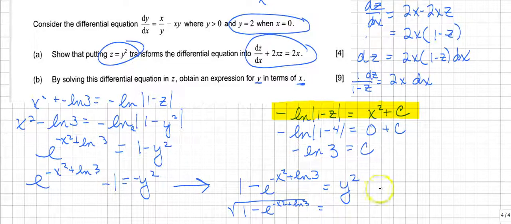Oh, I just had an idea. We could simplify that a little bit. Equals y. And we know y is greater than 0, so we don't have to worry about plus or minus the square root. So that should be a good enough answer. Let's see if we did what we were supposed to do. Obtain an expression for y in terms of x. That works. That's the answer. Right there. And that problem is done.